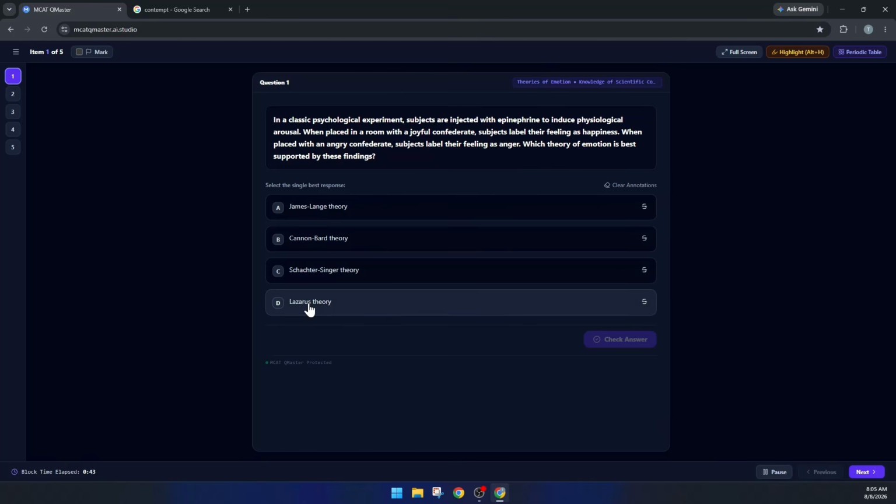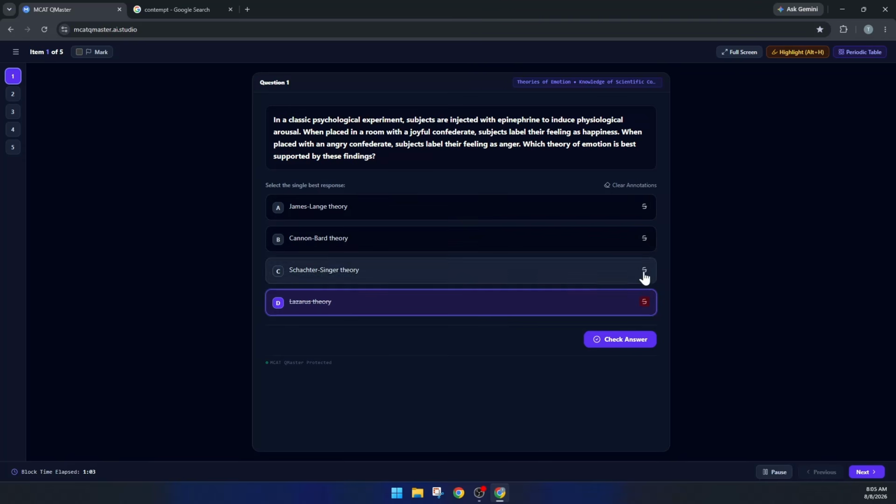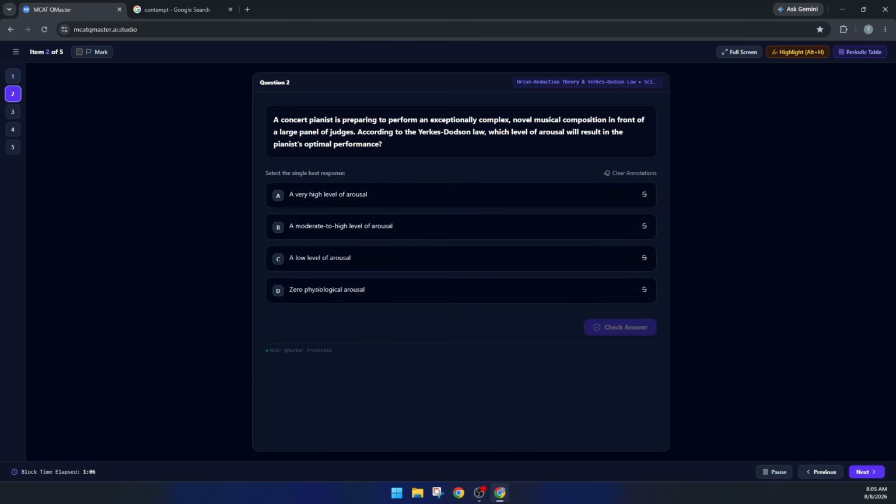So Lazarus's theory, like I showed you guys, is not part of this, because remember, that's first primary appraisal and secondary appraisal. It's not a theory of emotion, so you can strike that out. Then you want to work through the practice question and figure out which theory of emotion it could be, and then move on to the next question.